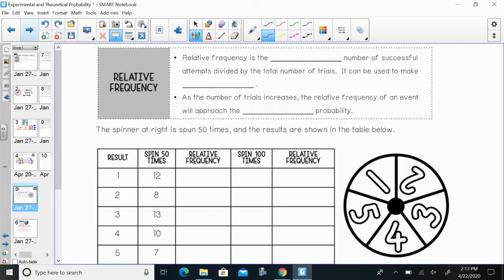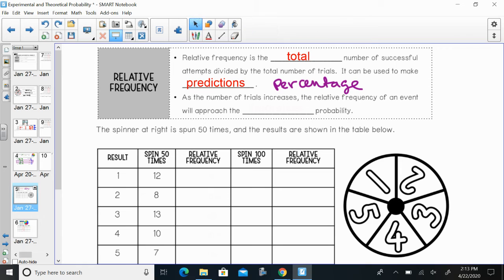Now we're going to talk about something called relative frequency. Relative frequency is the total number of successful attempts divided by the total number of trials. It's going to be used to make predictions. We're going to write this as a percentage. Okay? As the number of trials increases, the relative frequency of an event will approach that theoretical probability.